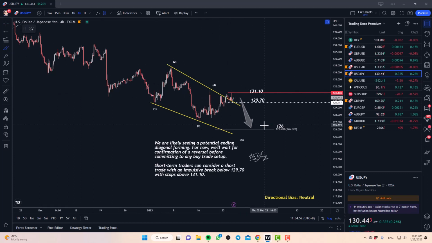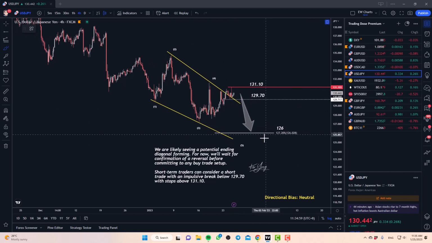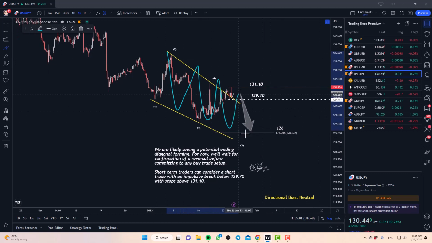So right now, I would say any sell would be considered a short-term trade, because eventually, if this is going to be a diagonal, a crawl, the potential to the upside may be bigger. And that's where we want to eventually focus on.